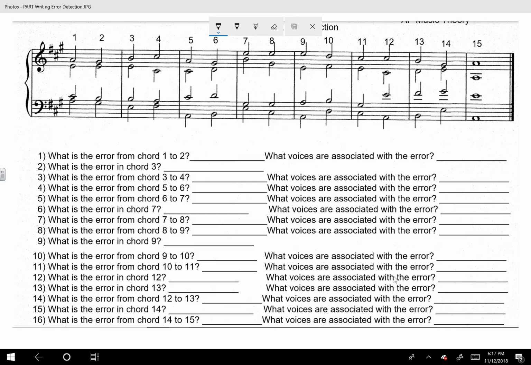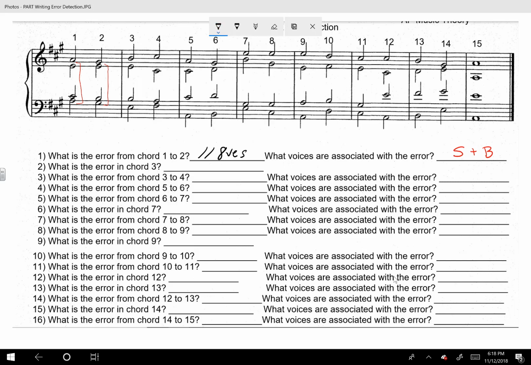Okay, AP, it's time to check our work to see how you did. Number 1, what is the error from chord 1 to 2? Hopefully you said parallel octaves, and we'll point them out right here. That would be between the bass and the soprano, the A's to the G's. So over here you would write soprano and bass, or bass and soprano, doesn't really matter.